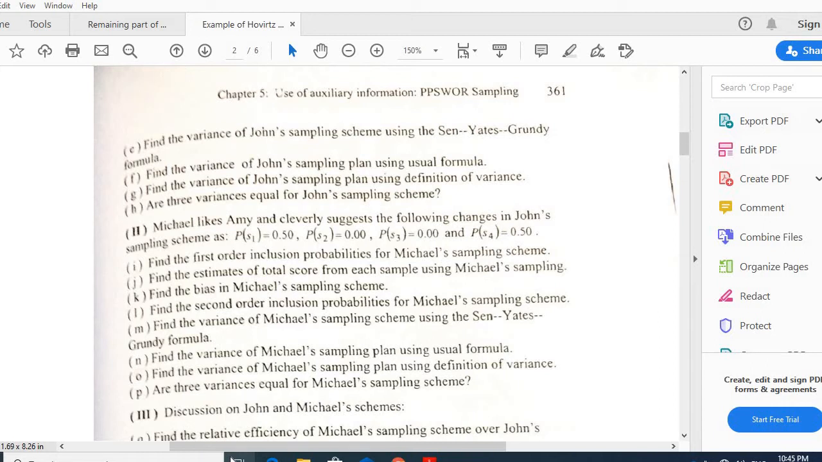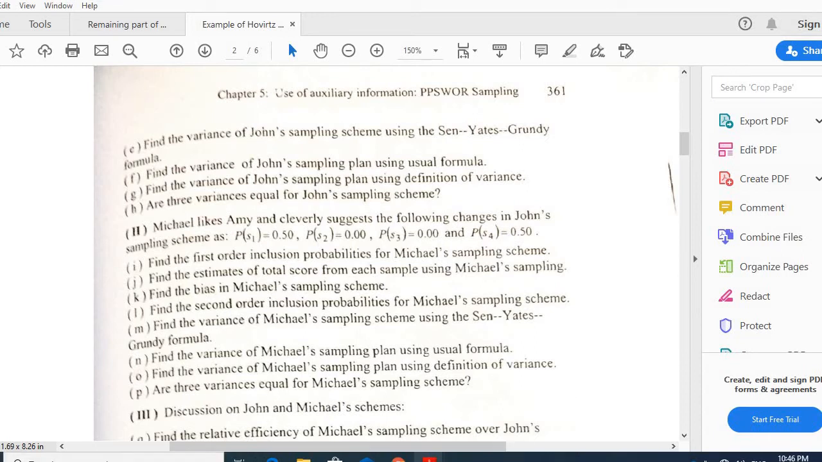Part L: find the second order inclusion probabilities of the Michael sampling scheme. Part M: find the variance of the Michael scheme using Sen, Yates and Grundy formula. Find the variance of Michael sampling scheme using the usual formula. Find the variance of the Michael sampling plan using the definition of variance. Are the three variances equal for Michael sampling scheme?